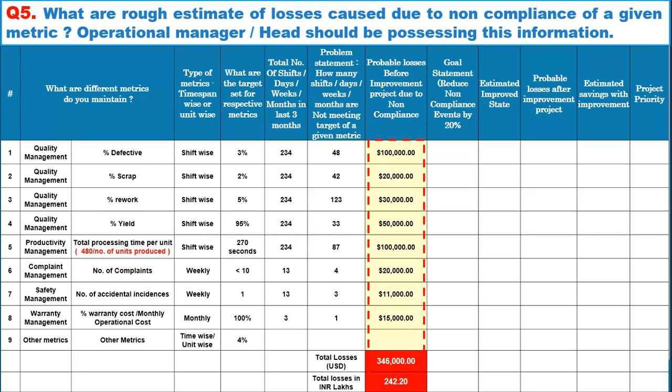Imagine, let's take the first row or first metric, percentage defective, which we maintain on a shift-wise basis. The target is 3%, or the target was 3%. The total number of shifts the given company worked in the last 3 months is 234. Why last 3 months data? Why not the last 1 month or 2 months or 6 months or 8 months or years of data? 3 months is a typical, average number.